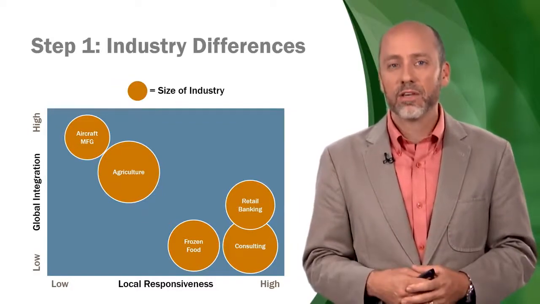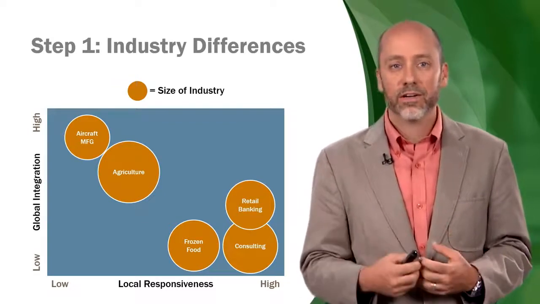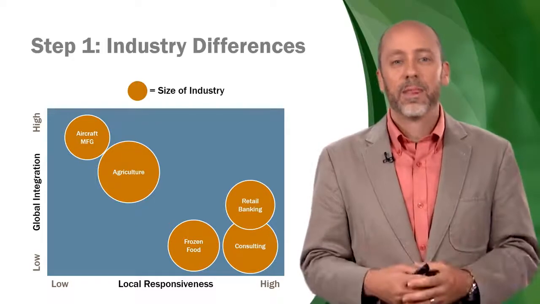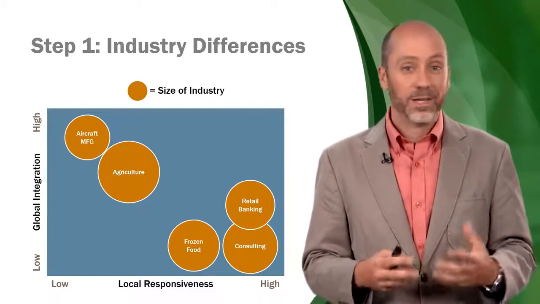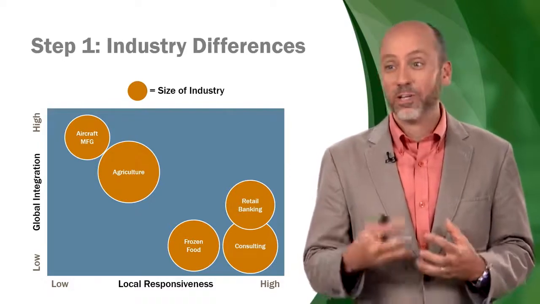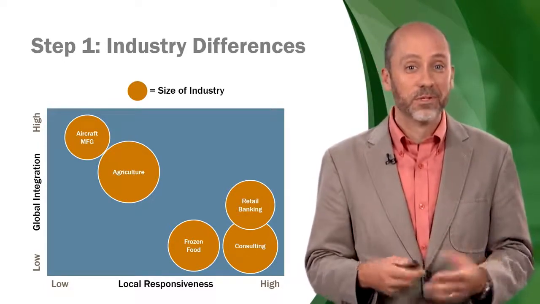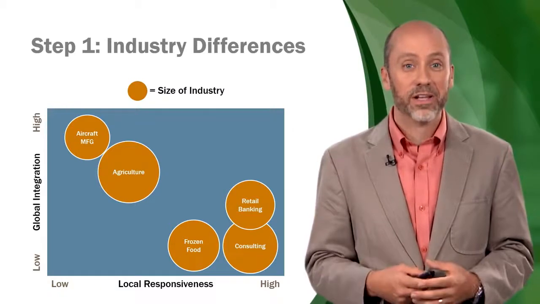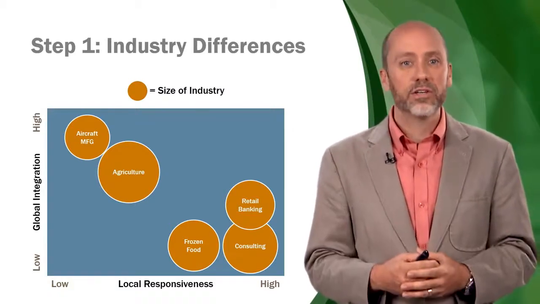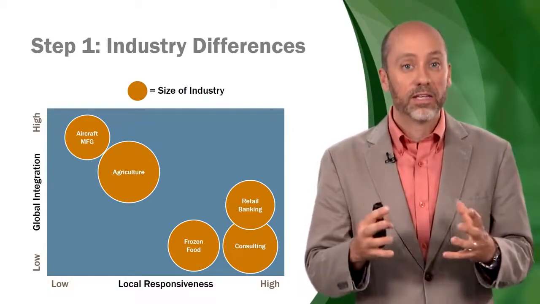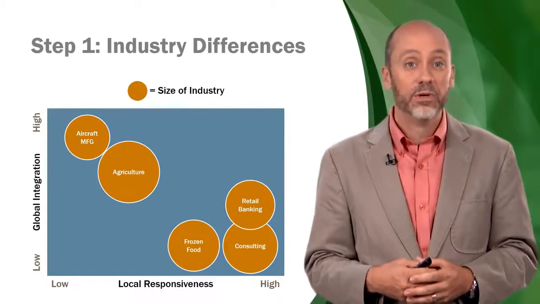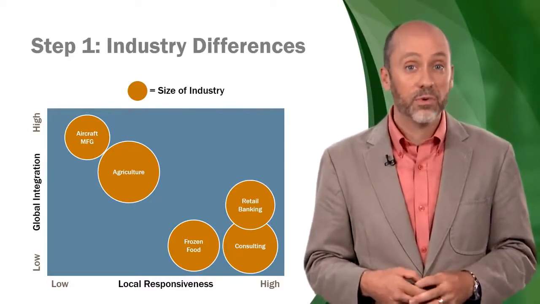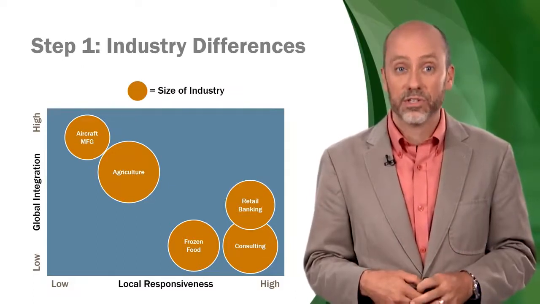On the other hand, you might think of industries like consulting or frozen food. These are industries that might place a higher premium on local responsiveness. The same kinds of frozen dinners that are for sale in Russia might be very different from the kinds of frozen dinners for sale in, say, Venezuela. So the first step is to just understand how your industry or market segment might differ on these two criteria, because that might help lead you to certain conclusions about how you ought to pursue an internationalization strategy.